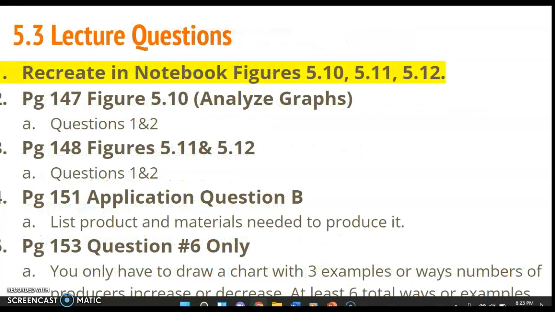Okay? And I need you guys to go ahead and do these lecture questions. They are going to be on page 147. I do not need you to write down the questions, just write down the answers. For figures 5.10, 5.11, and 5.12, I do need you to recreate those in your notebook though. But that is the only thing that I need you to write down other than your answers.